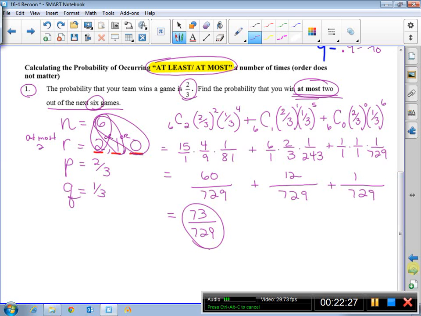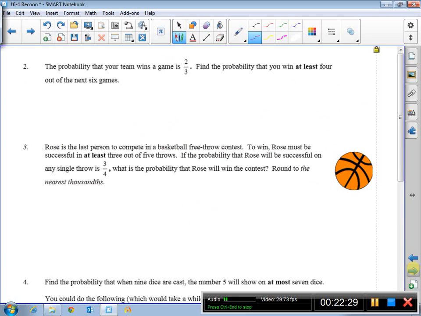Okay, let's set the next one up. The probability that your team wins a game is 2/3. What is the probability you win at least 4 of the next 6 games? N, R, P, and Q. How many games total? 6. What are we looking for? That we win at least 4.